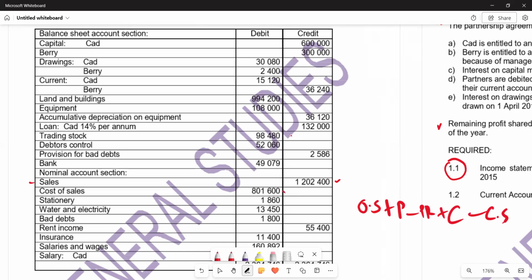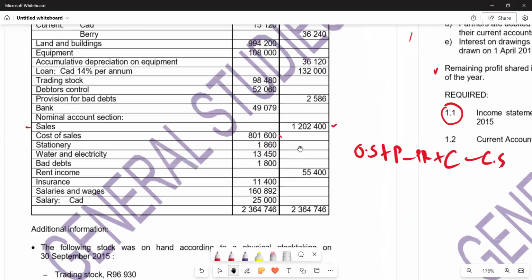Before you take this 801,600, you go to the additional information item by item, and try to identify if there's anything that is affecting your cost of sales. But according to this question, you'd see that there's nothing affecting our cost of sales. So we are again going to take this figure as it is, which is 801,600. Basically, these are the two figures that we're going to start with: sales, and beneath sales, our cost of sales. So we go to the other section.